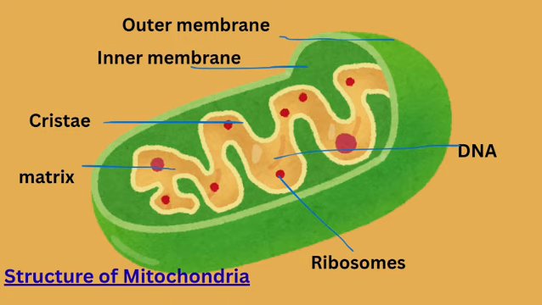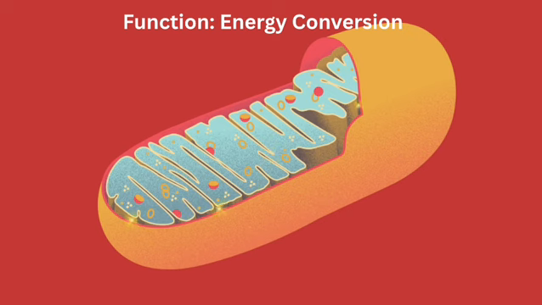functions. So what actually happens inside the matrix: enzymes help carry out key steps of cellular respiration, a process that extracts energy from nutrients like glucose. Meanwhile, proteins in the inner membrane, including the ATP synthase enzyme, help generate ATP. This entire process is what makes mitochondria the chemical energy converters of the cell.